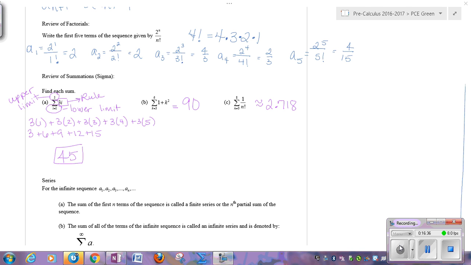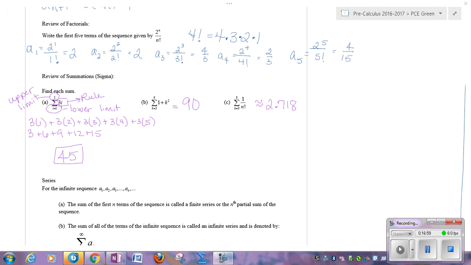All right, so you should have gotten 90 for part B and then 2.718. So my question is, if you were in part C, if you were to continue adding terms, what number would you start to approach? Good, some of you have been paying attention all year.